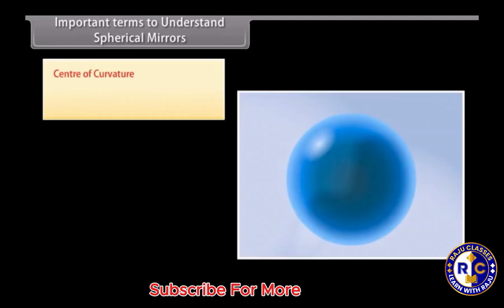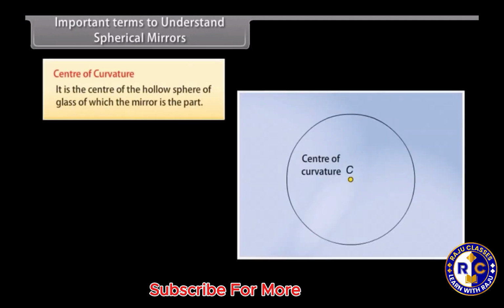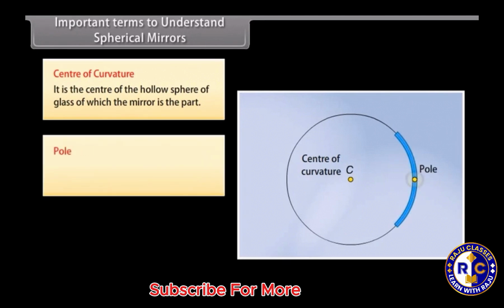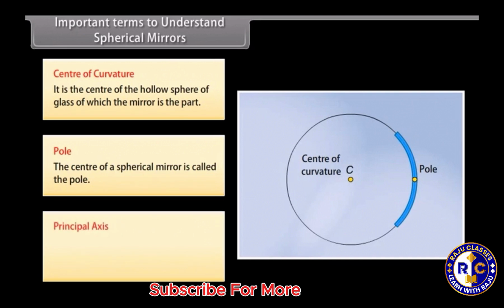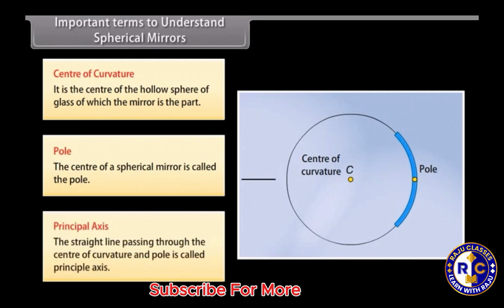Important terms to understand spherical mirrors. Center of curvature. It is the center of the hollow sphere of glass of which the mirror is a part. Pole. The center of a spherical mirror is called the pole. Principal axis. The straight line passing through the center of curvature and pole is called the principal axis.